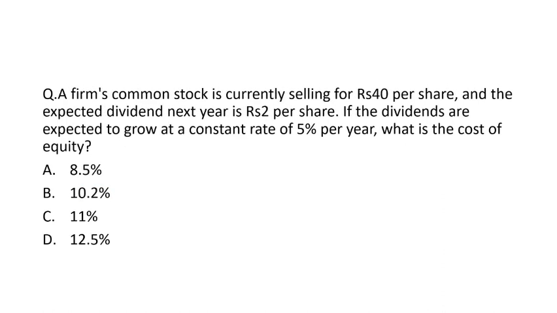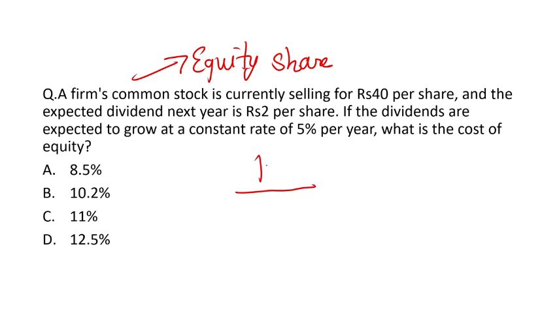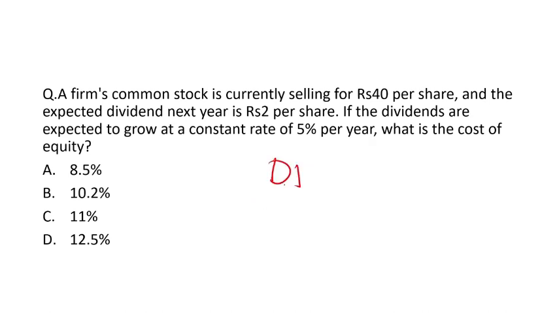Next, let's see the next question. A firm's common stock is currently, common stock means what? It is talking about nothing but the equity share. Equity share is currently selling at 40 per share. Same formula you have to use, but here it is mentioned what? Constant growth rate at 5%. So no need to worry, you have to put the formula, that is D1 by P0 plus g.